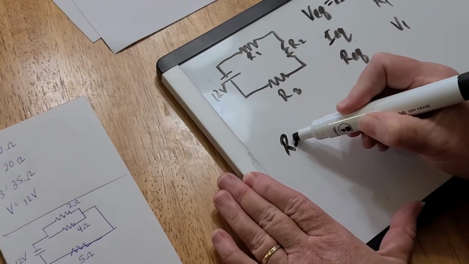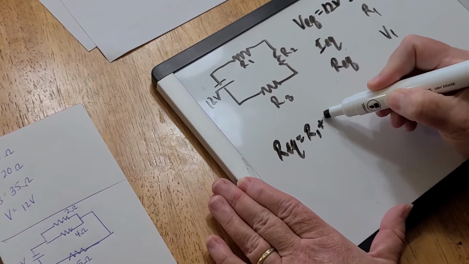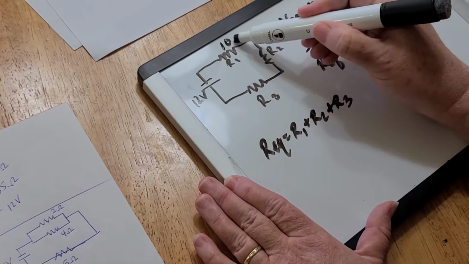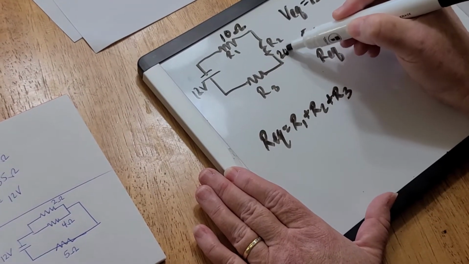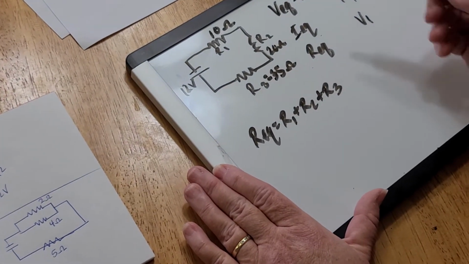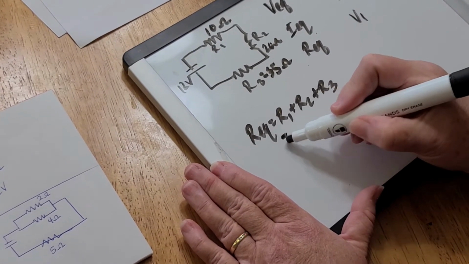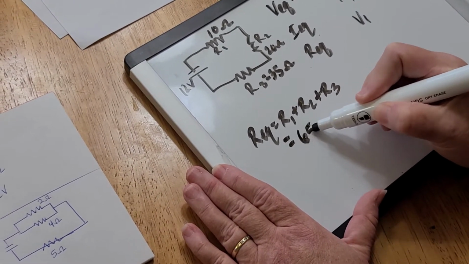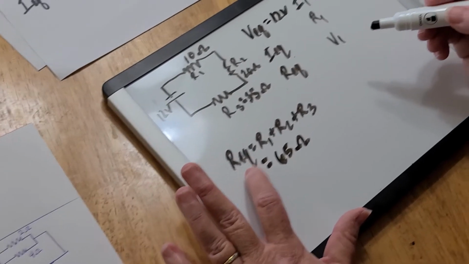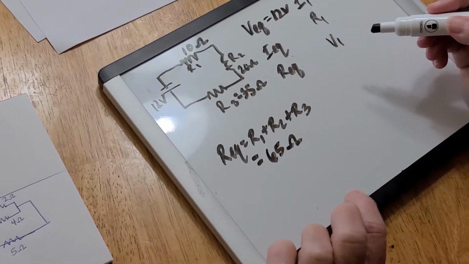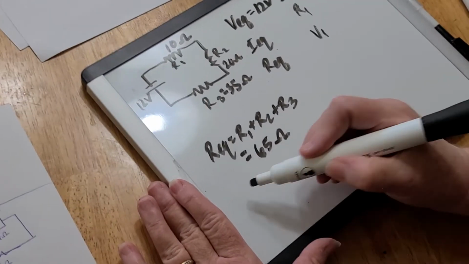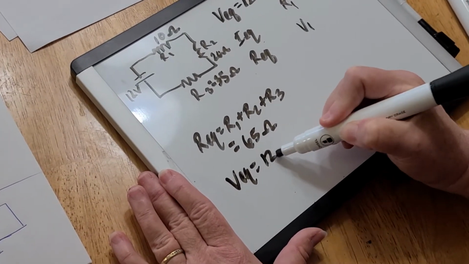So the equivalent resistance is equal to R1 plus R2 plus R3. And I said that these were 10 ohms and 20 ohms and 35 ohms. Okay, so honestly, 10 plus 20 plus 35, so we have an equivalent resistance of 65 ohms. Now, notice how I'm putting the subscript equivalent on that. That's because I can now only use this 65 ohms with other things in Ohm's law that also have a subscript of the equivalent. So V equivalent, that's the voltage, that's the battery, that's 12 volts.